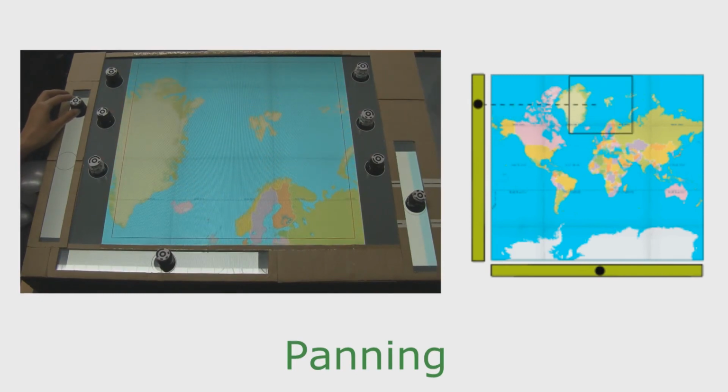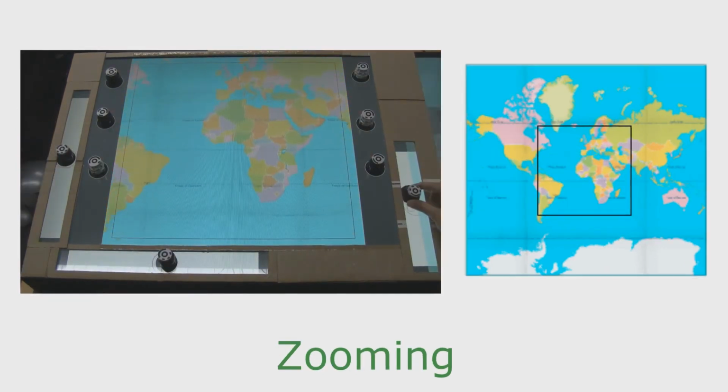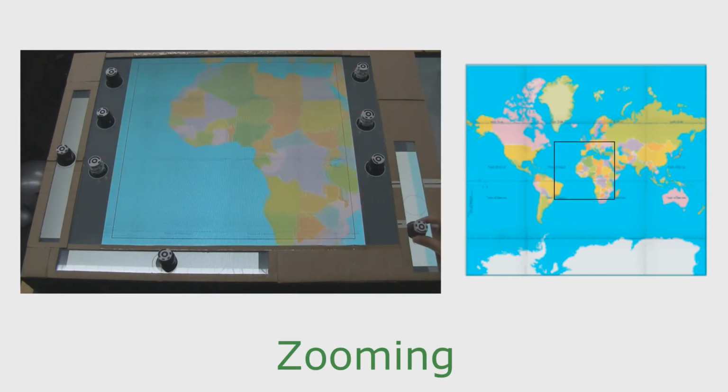12 o'clock, 9. 12 o'clock, 6. When zooming, any scale can be selected by interacting with the slider on the right of the viewport. We conducted 3 user studies.